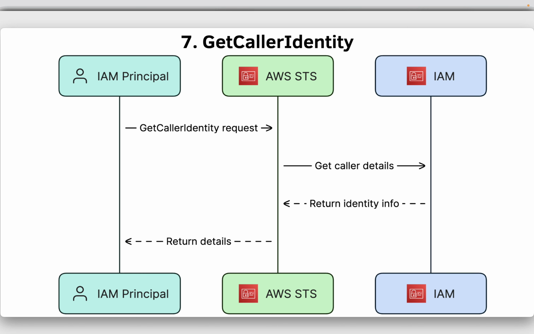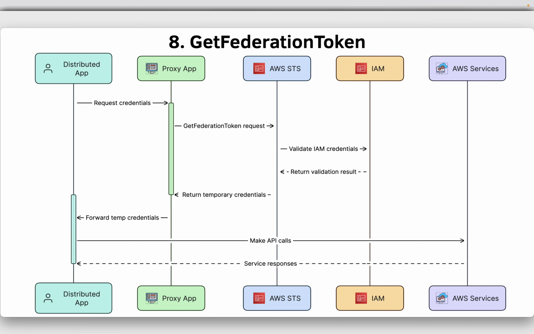Get caller identity, and this returns details about the IAM user or role whose credentials are used to call the operation. Get federation token, and this returns a set of temporary security credentials, and this consists of an access key ID, a secret access key, and a security token for a user.